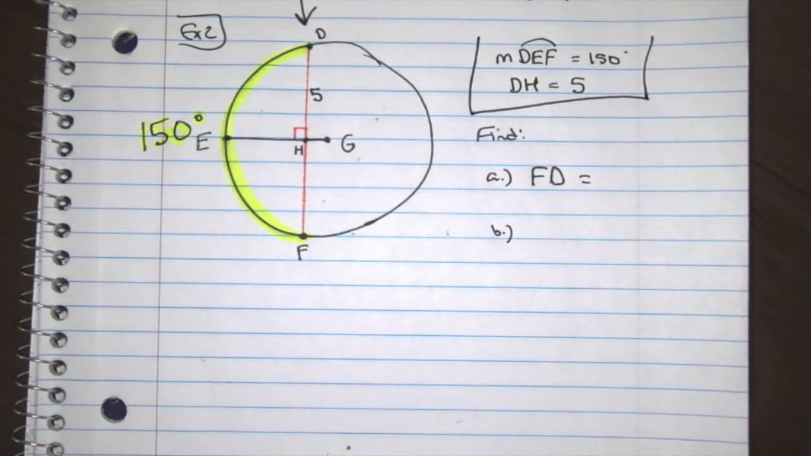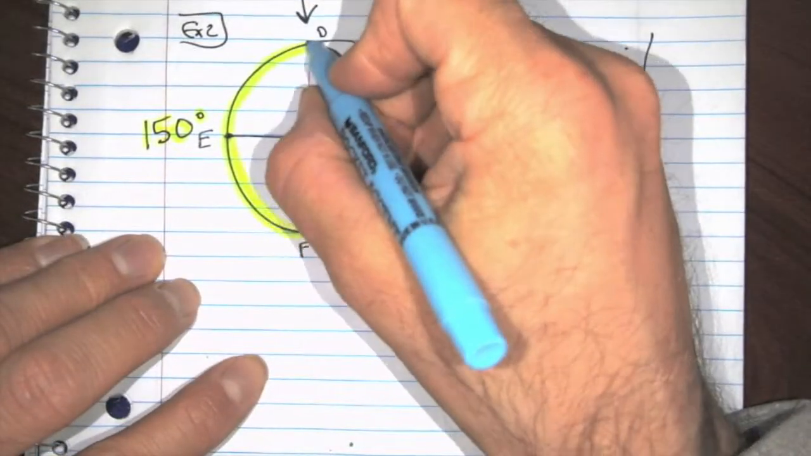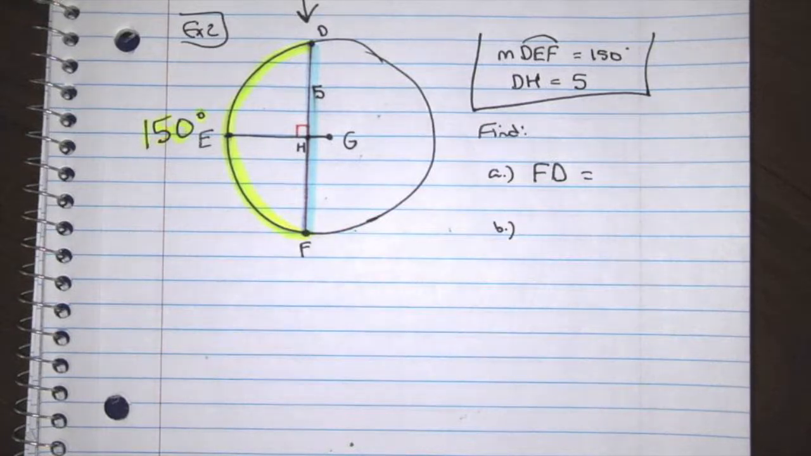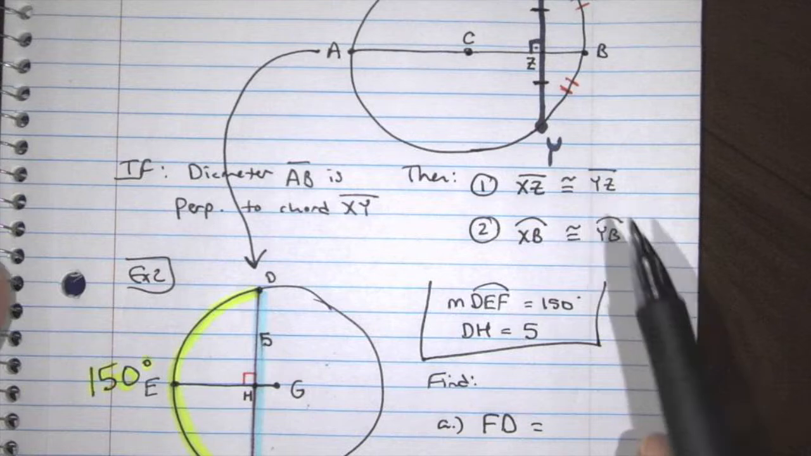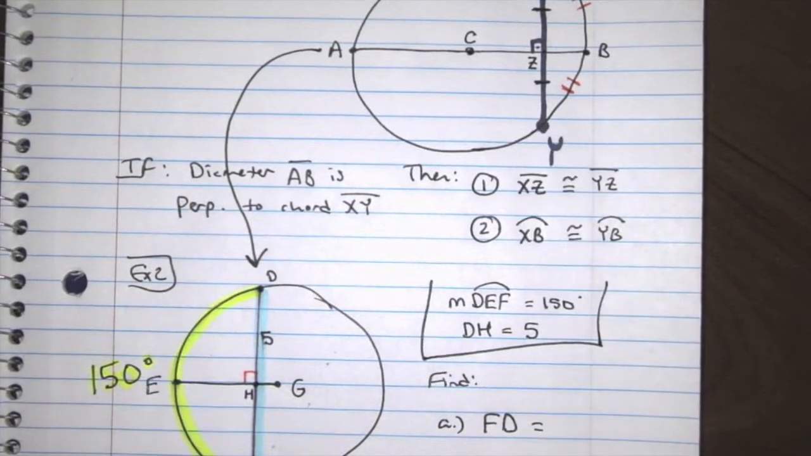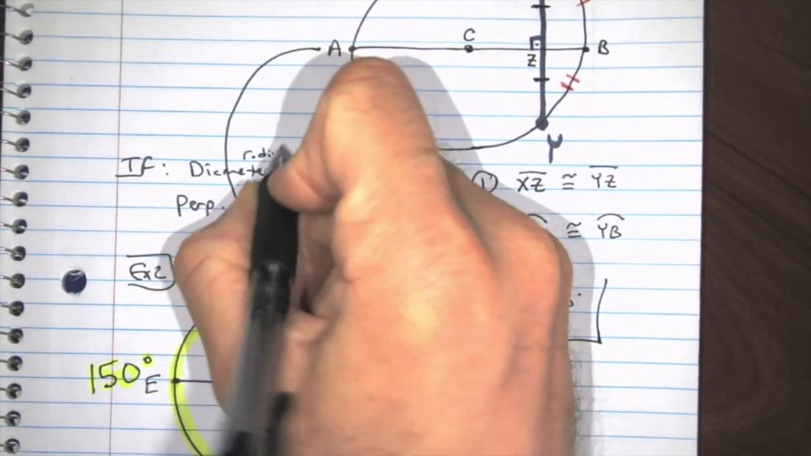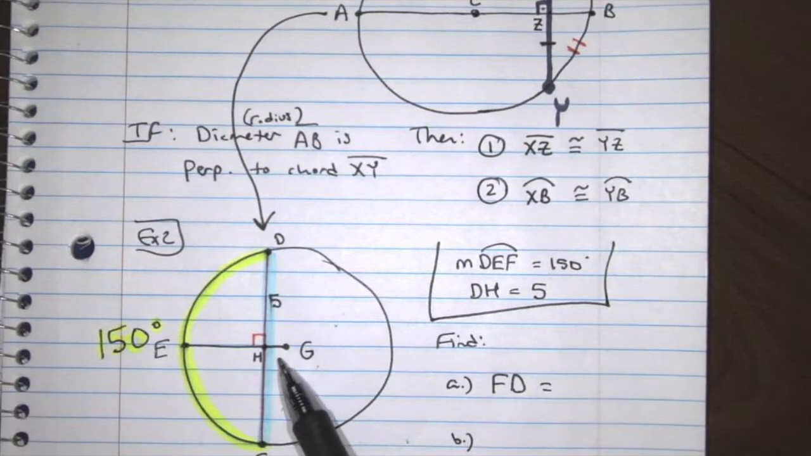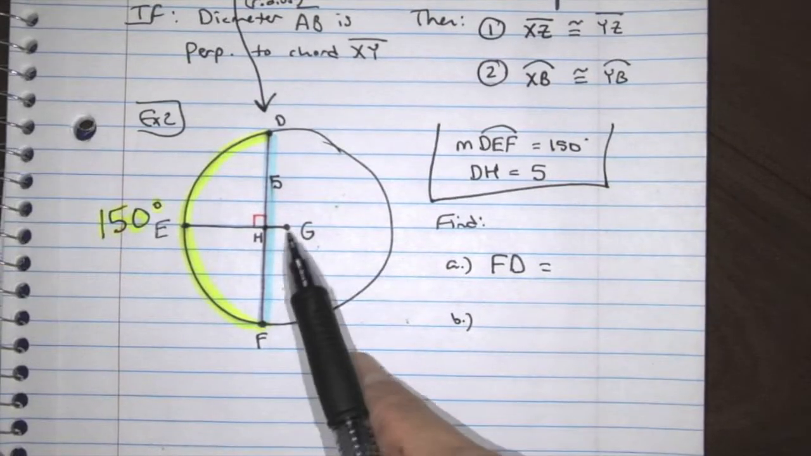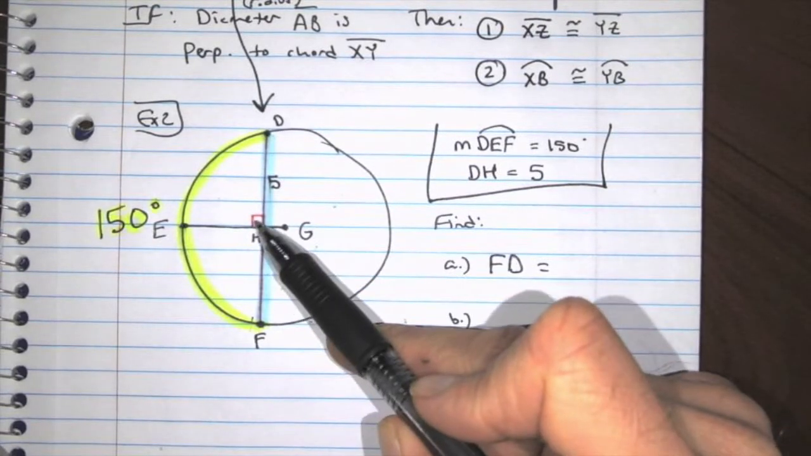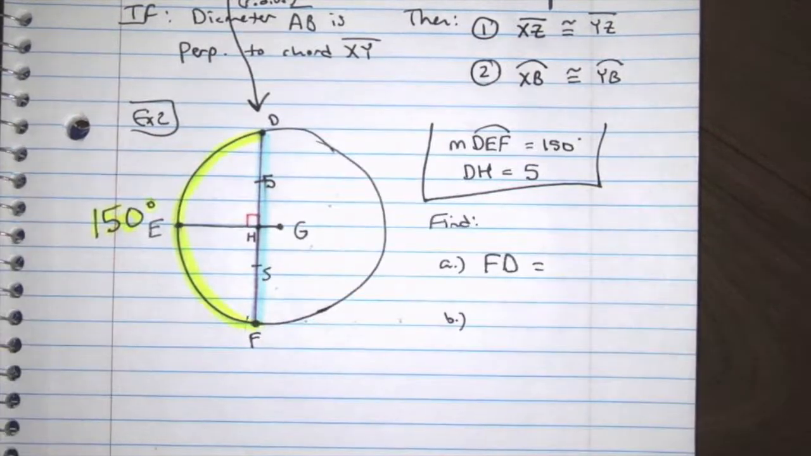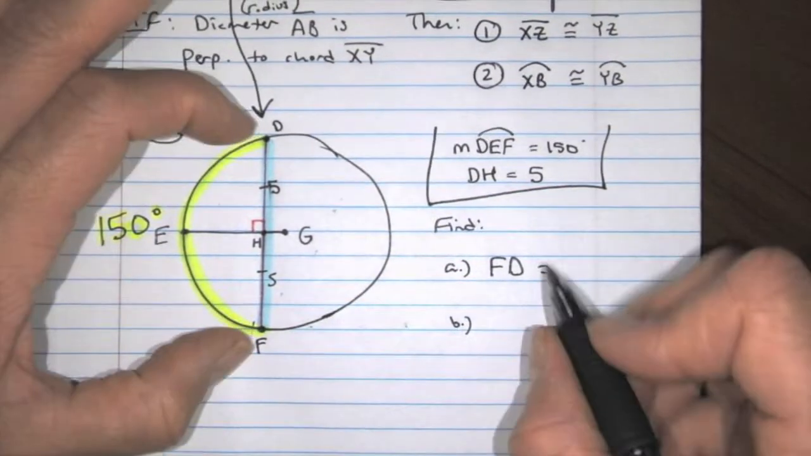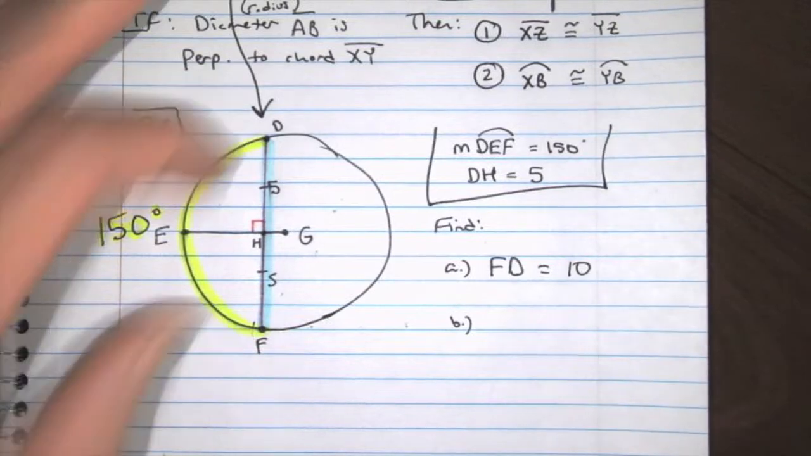I'd like you to find FD. Hopefully this is easy, folks. I'm asking you to find this distance from here to here. Well, go back to the last theorem. Read what it says. You can have a radius as well. If you have a radius that's perpendicular to a chord, which we do, then it's going to cut this into two equal pieces. If that's 5, folks, that's 5. And if you want to find this total distance, F to D, add those two together, you get 10.